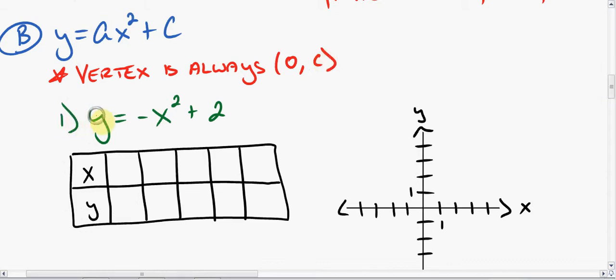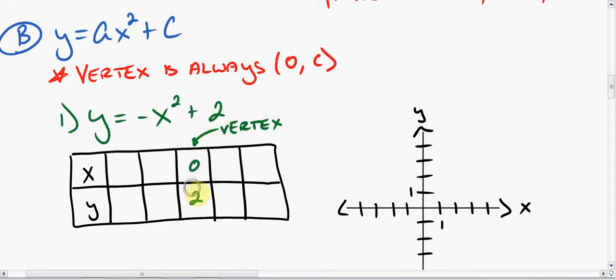So let's take a look at our first problem down here, and we see y equals the opposite of x squared plus 2. So we have to populate this table with values, and we know our vertex is going to go right in the center, as always. And we know the vertex holds the value 0, c. So x is going to be 0. What's the value of my c? Well, I see a plus 2. That's in the spot of plus c. So my c, or my y value, will be positive 2. And that comes from right here.